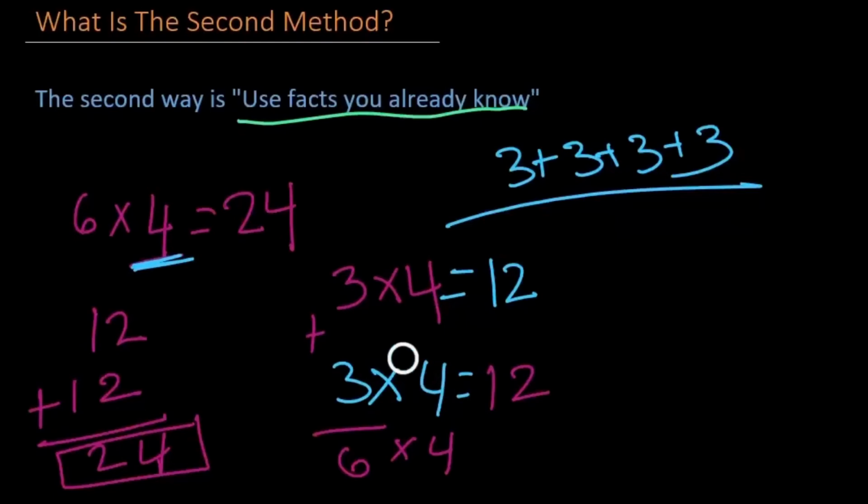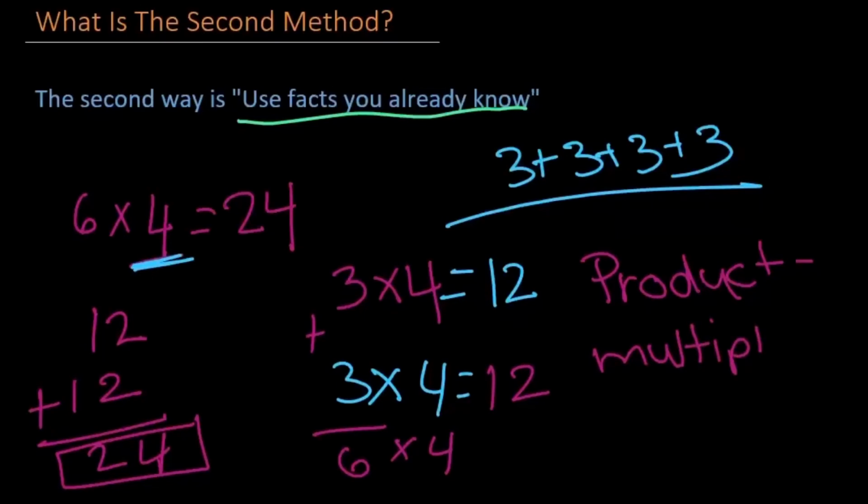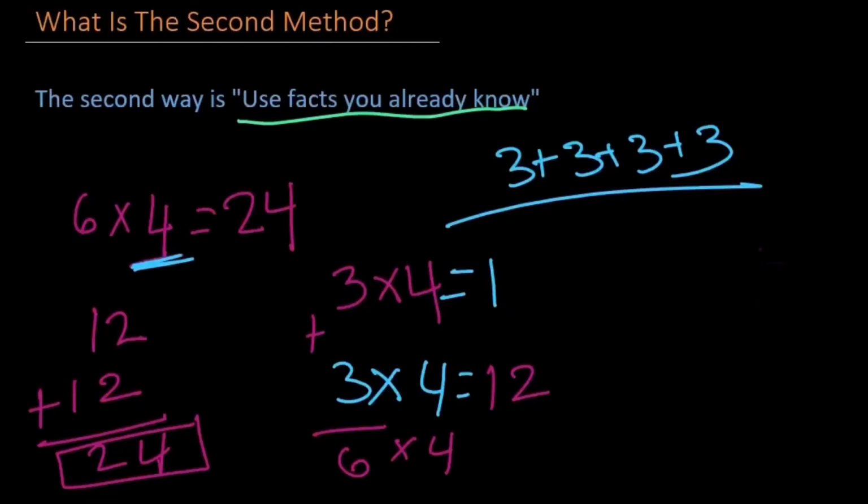and 3 times 4. And for both of them, we got the same product because it's the same problem. So we got 12 as our product. Remember, product means multiplication answer. Just keep that in mind because I'm going to be using that word in my future videos as well when we're multiplying.